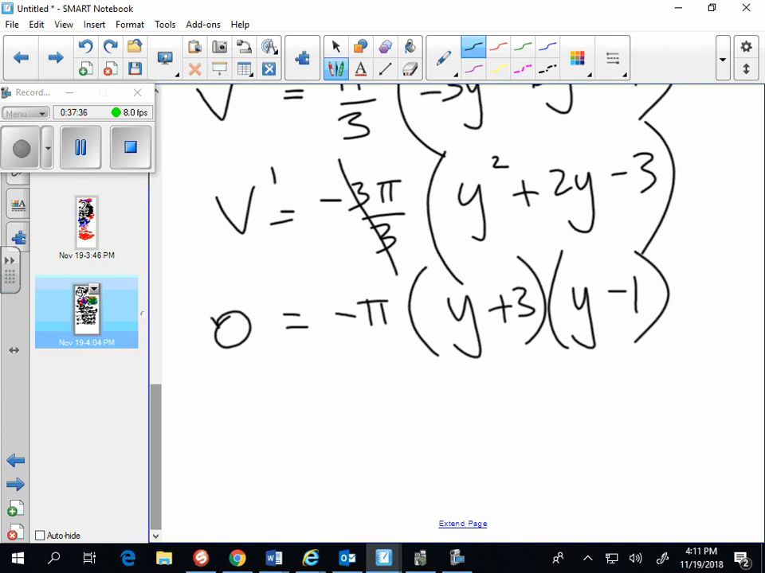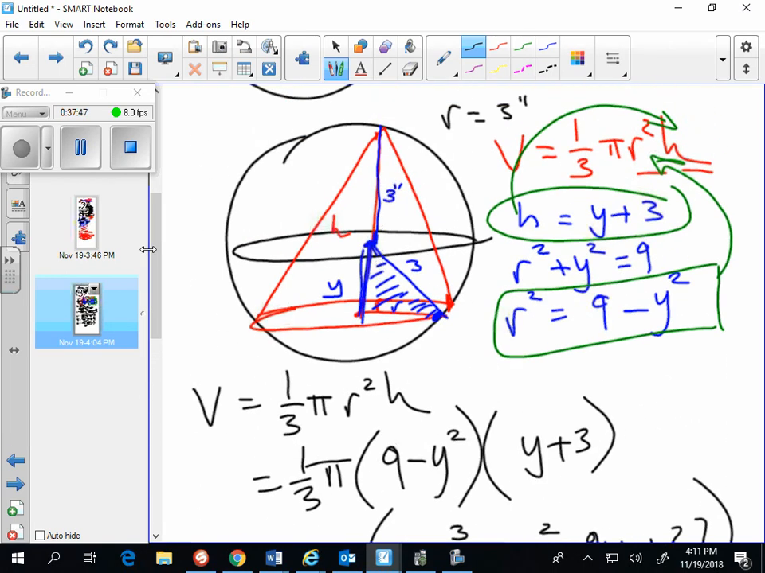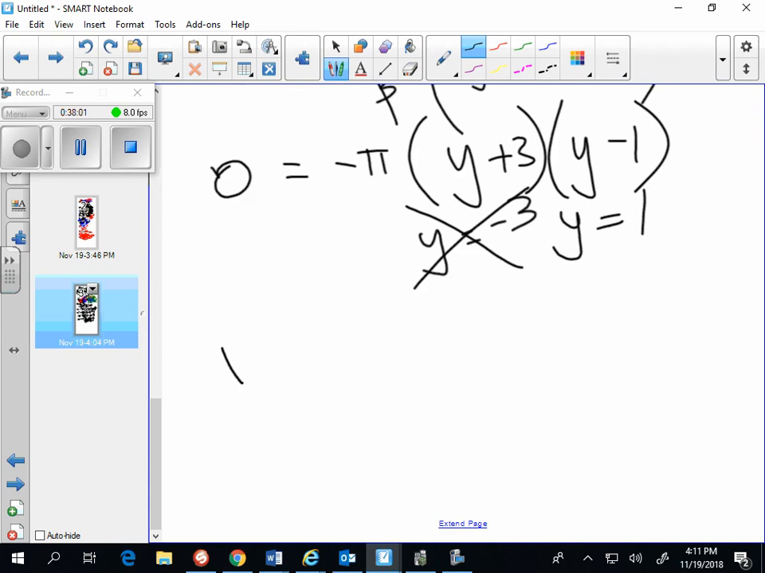What about here? y plus 3 equals 0, y equals negative 3. Well, remember where y was in our picture? Can we have a y value of negative 3? Look here in the picture. Here's our y value. Can that be negative 3? No, it can't. So we're going to get rid of that, and we're just going to have y equal to 1. So I'm going to make a v prime sign chart and put y equal to 1 on it.